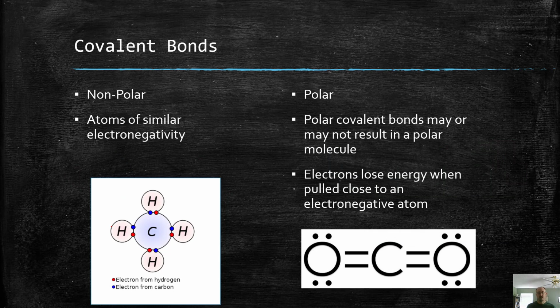Okay, so covalent bonds. This is when we share electrons between atoms, okay? Now, in nonpolar bonds, that's when we have atoms of similar electronegativity sharing electrons. Why are they sharing electrons? Because they're filling their outer energy level. So, for example, let's just draw this down here.